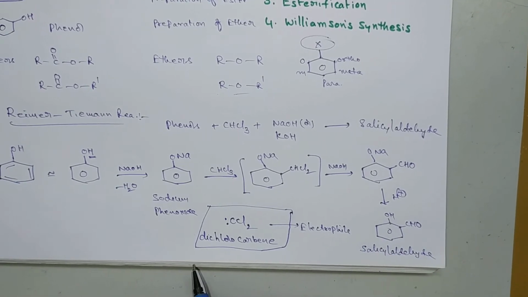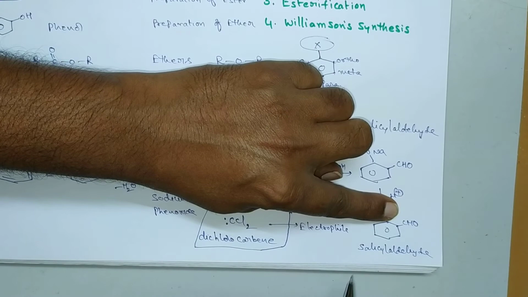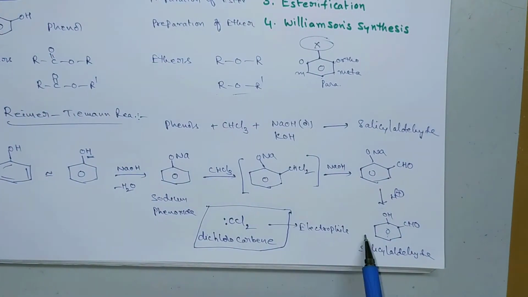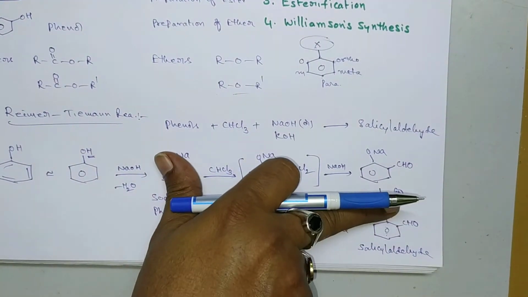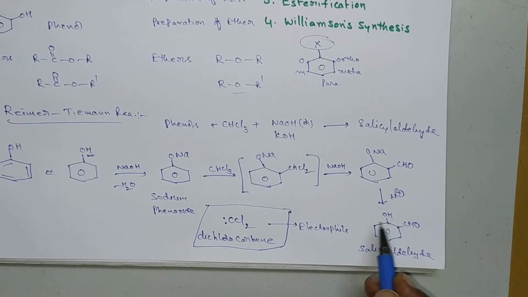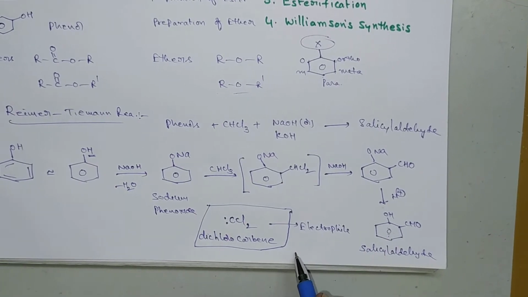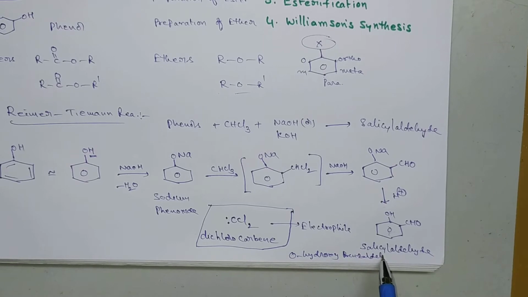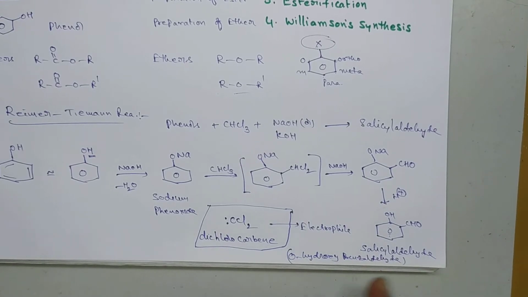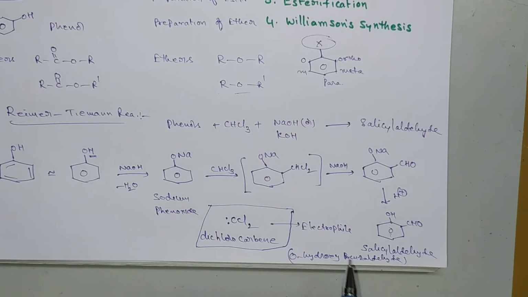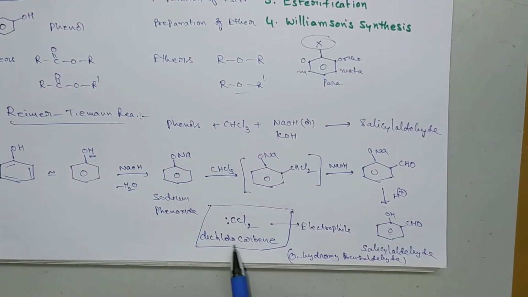orthohydroxy benzaldehyde. So here it is benzaldehyde. If OH is not there, that is called benzaldehyde. Benzene and aldehyde is there. CHO means aldehyde. So this is benzaldehyde. If OH is not there, that is benzaldehyde. So the ortho position is substituted with OH, that is called orthohydroxy benzaldehyde. Okay. Salicylaldehyde is also called orthohydroxy benzaldehyde. You have to remember the intermediate, that is dichlorocarbene intermediate.